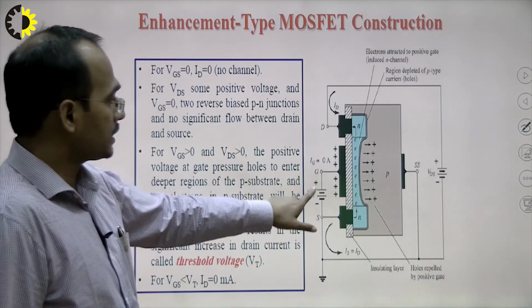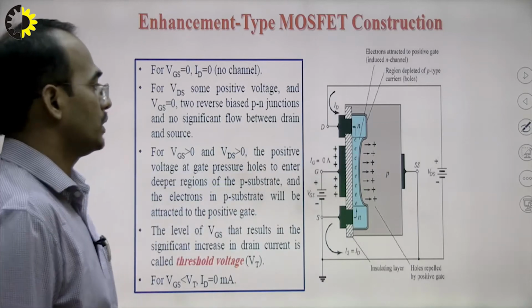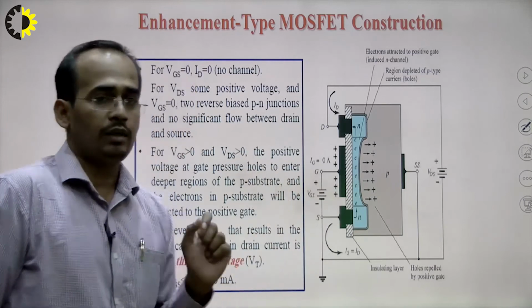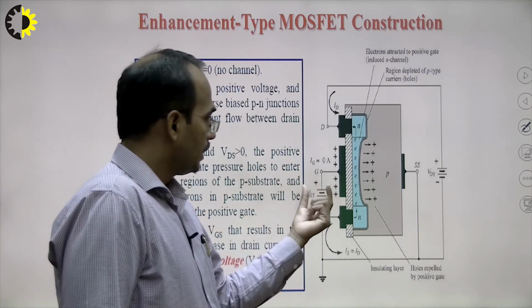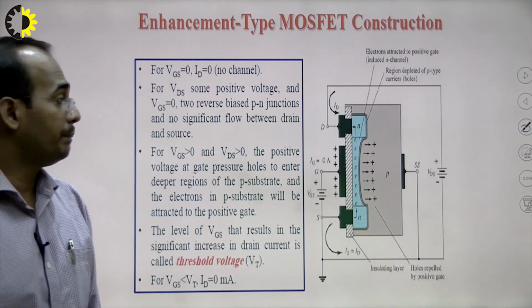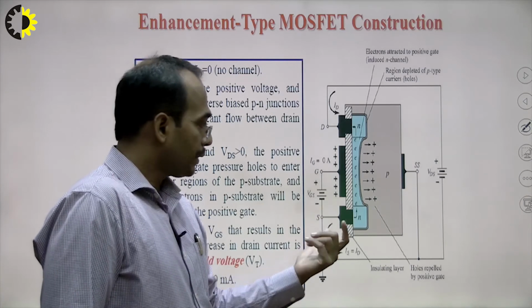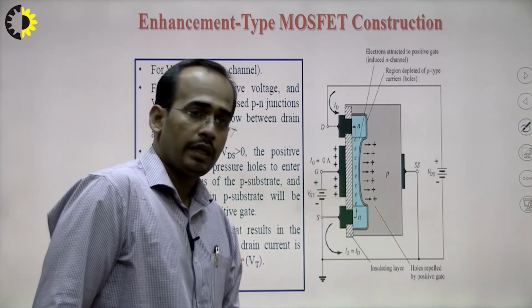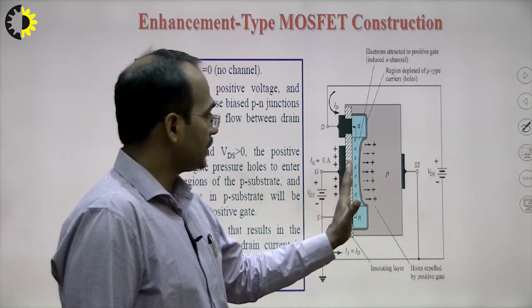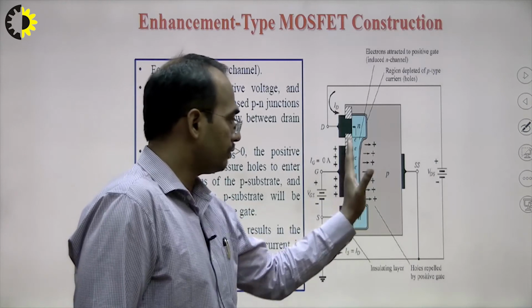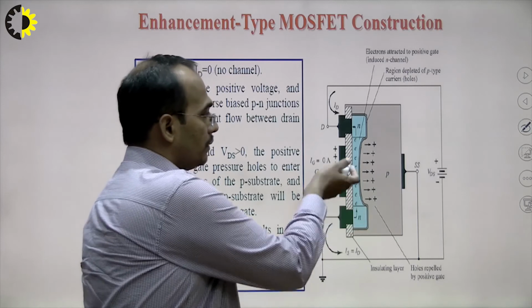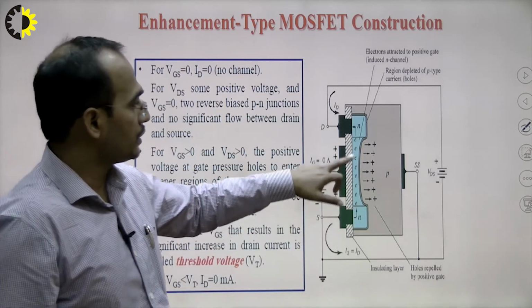Now, VGS is positive and VDS is positive. What will happen? This positive gate to source value will attract the minority charge carriers, the electrons, of the p-type substrate. The silicon dioxide will work as an insulating layer and follow the property of a capacitor, and negative charge will start accumulating at one side of this layer. So a path will exist between source and drain terminal.